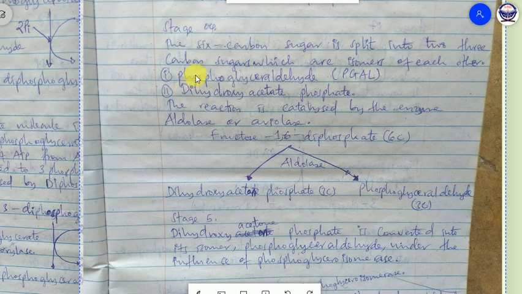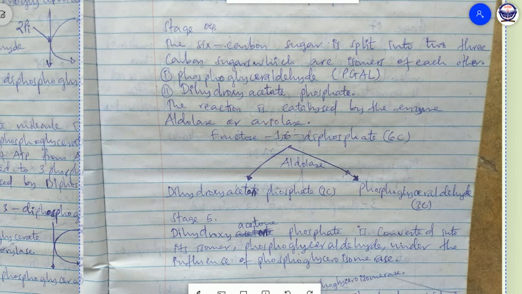And sometimes you can call it glycerol aldehyde phosphate. It's the same because glycerol aldehyde is the sugar, an aldehyde, but a phosphate is the group which is attached to the sugar. So we are making three carbon sugars, one among them is an aldehyde and another is dihydroxyl acetone phosphate. This is the ketone. Now the reaction is catalyzed by the enzyme aldolase. The enzyme is called aldolase or alveolase.